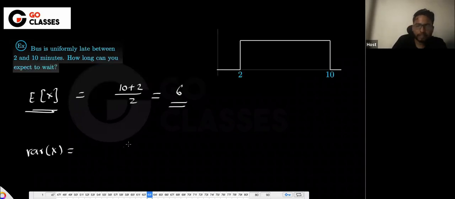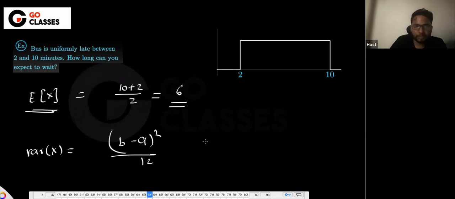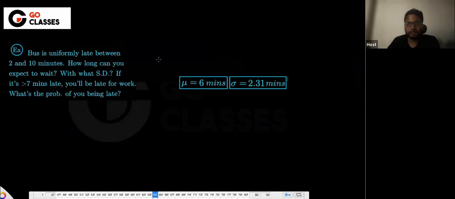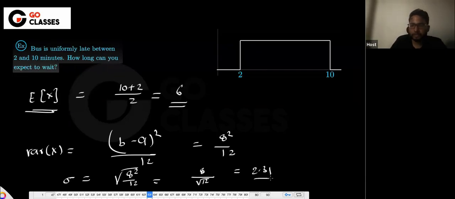Variance of x is (b minus a) whole square by 12, which means this is (10 minus 2), 8 square by 12. Now standard deviation, which is generally represented by sigma, is the square root of 8 square by 12, which means 8 by square root of 12. If you calculate it, it comes out to be 2.31.